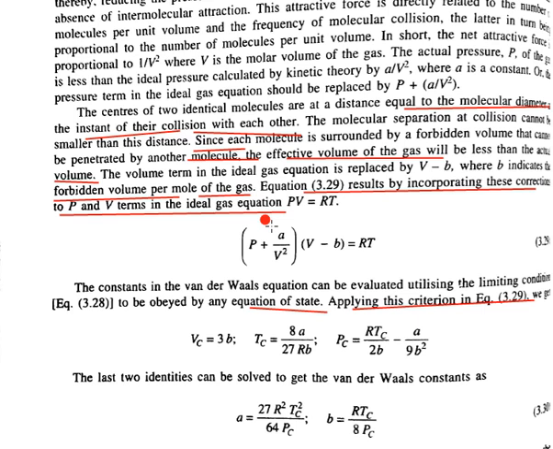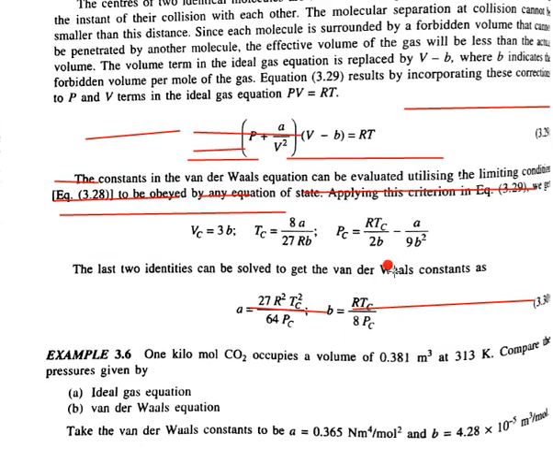The values of A and B: if we put them in terms of Vc, Tc and Pc, then we can find the PVT behavior of any gas. So the van der Waals constant A is equal to 27R square Tc square divided by 64Pc, and the value of B is RTc divided by 8Pc. These two constant values are put into equation 3.29 and we get the PVT behavior. Both the ideal gas equation and the van der Waals equation become clearer when we put these values into the equation.